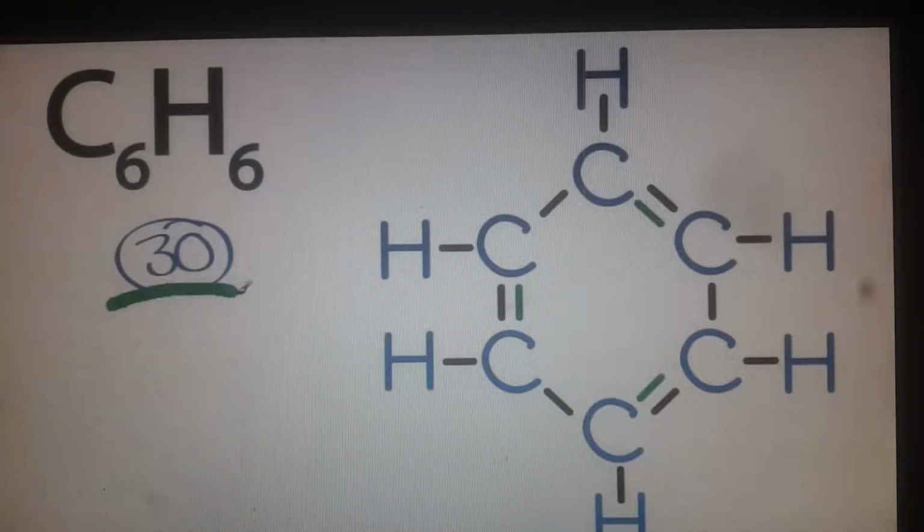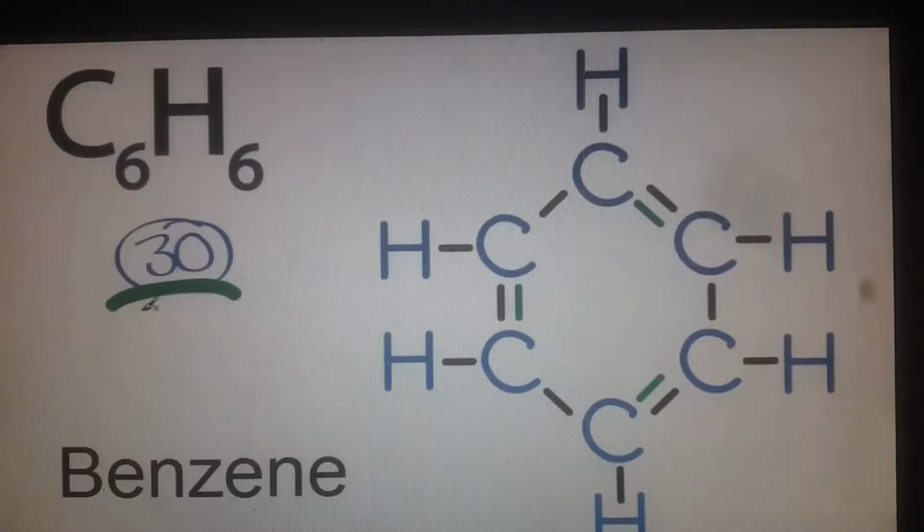So now we're still using 30 valence electrons, but each of the carbons has 8 valence electrons, so its octet is satisfied. So this is a viable Lewis structure for C6H6. In fact, it's called benzene, and it's quite common in organic chemistry.